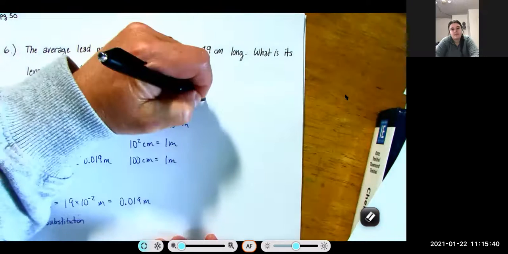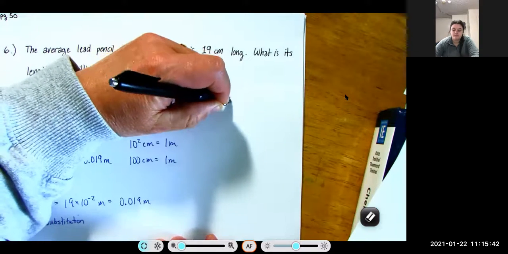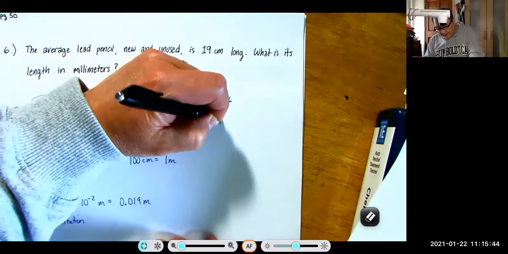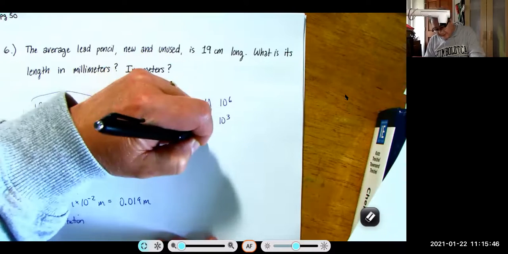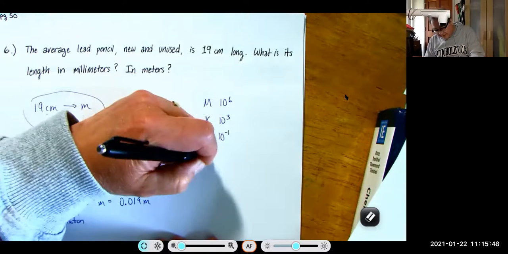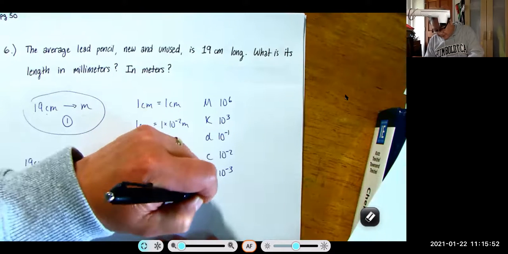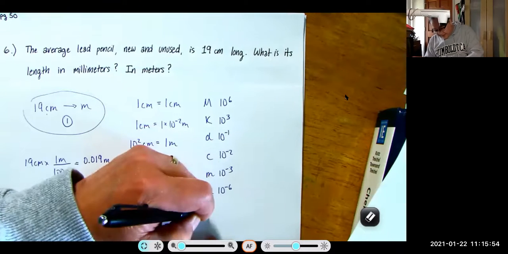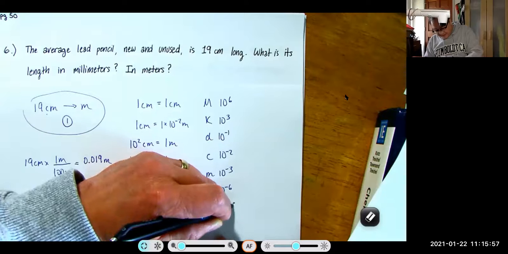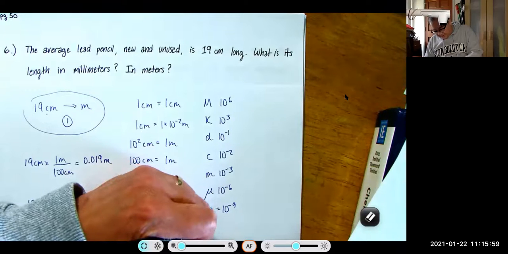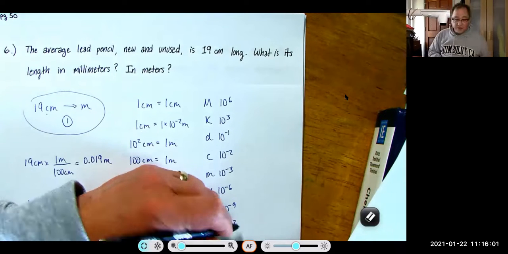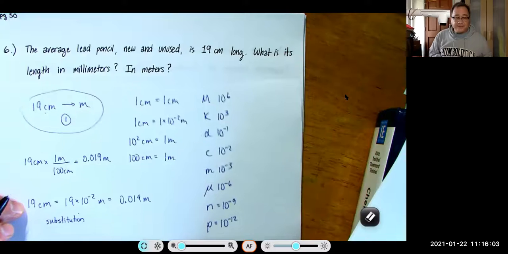So mega is 10 to the 6. Kilo is 10 to the 3. Deci is 10 to the minus 1. Centi is 10 to the minus 2. Milli is 10 to the minus 3. Micro is 10 to the minus 6. Nano is 10 to the minus 9. And pico is 10 to the minus 12. Those are the ones that you should memorize.